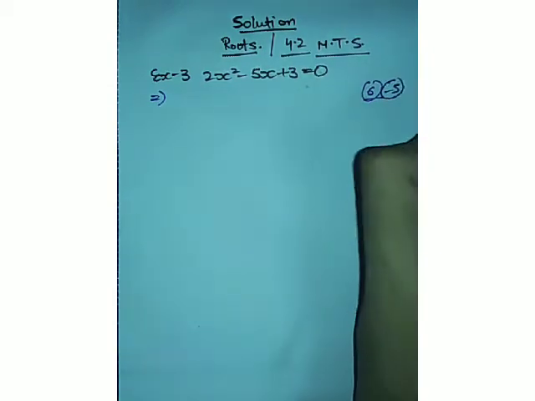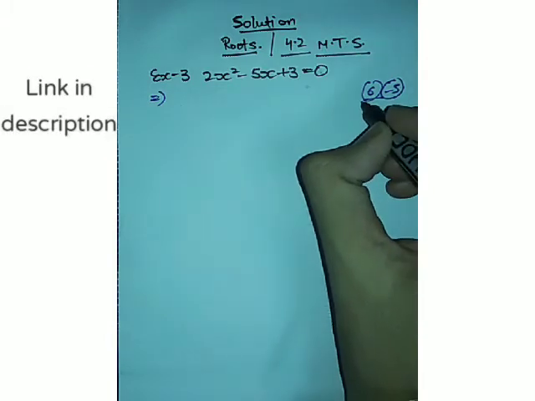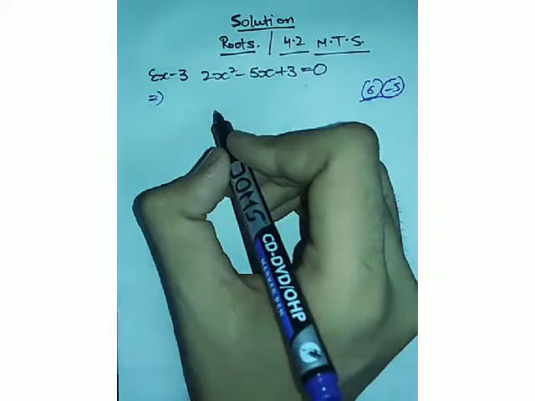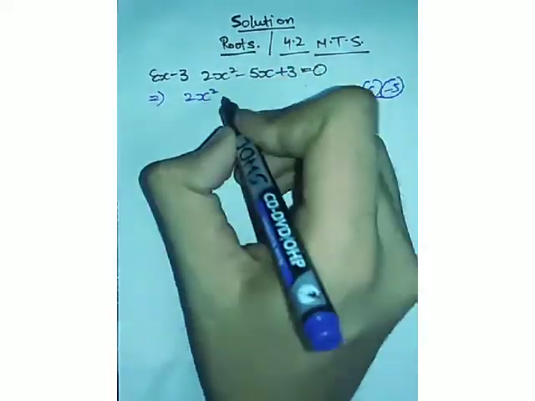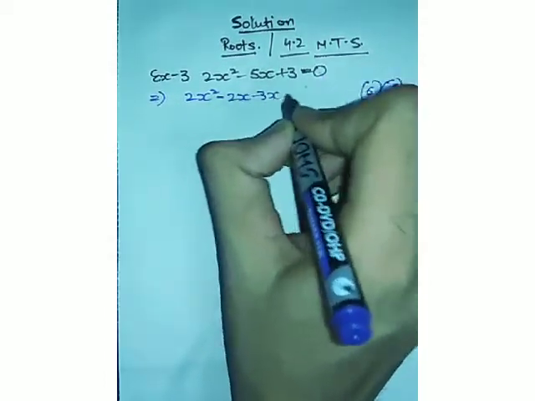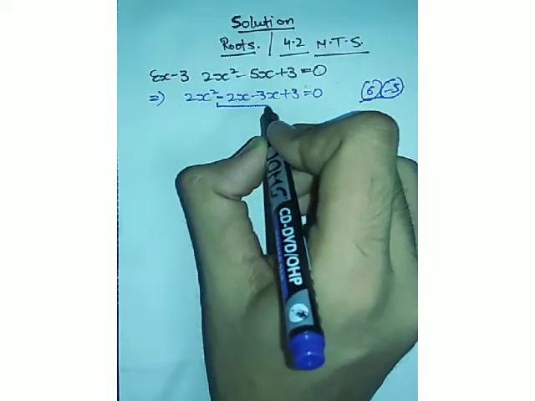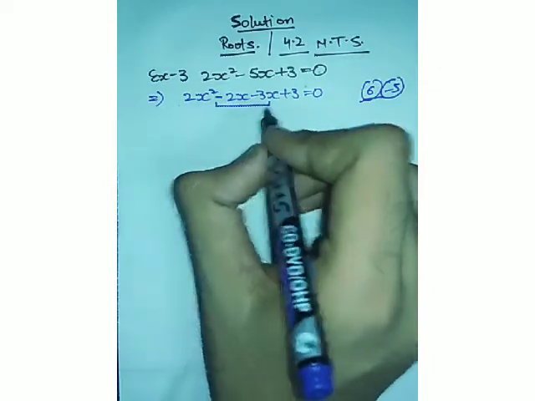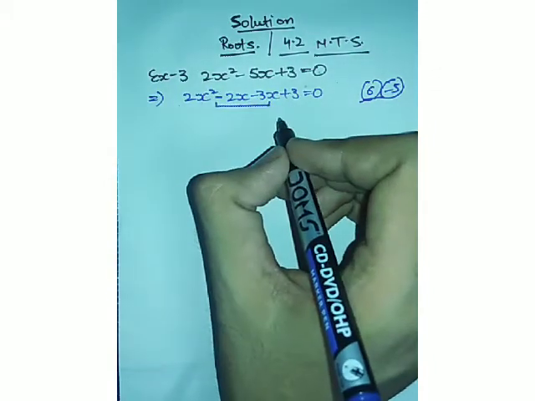Now, you have to find two numbers by multiplying which you get 6, and by adding or subtracting you get -5. So yes, you are thinking right. The numbers are 2 and 3. We can write 2x² - 2x - 3x + 3. You can see that -2 and -3, when multiplied, you will get +6, and when added you will get -5. So we have successfully split our middle term.